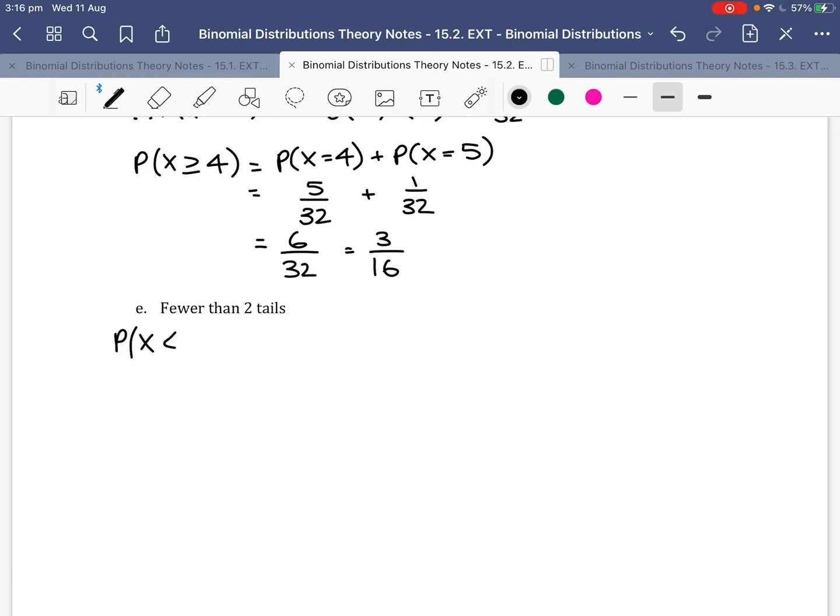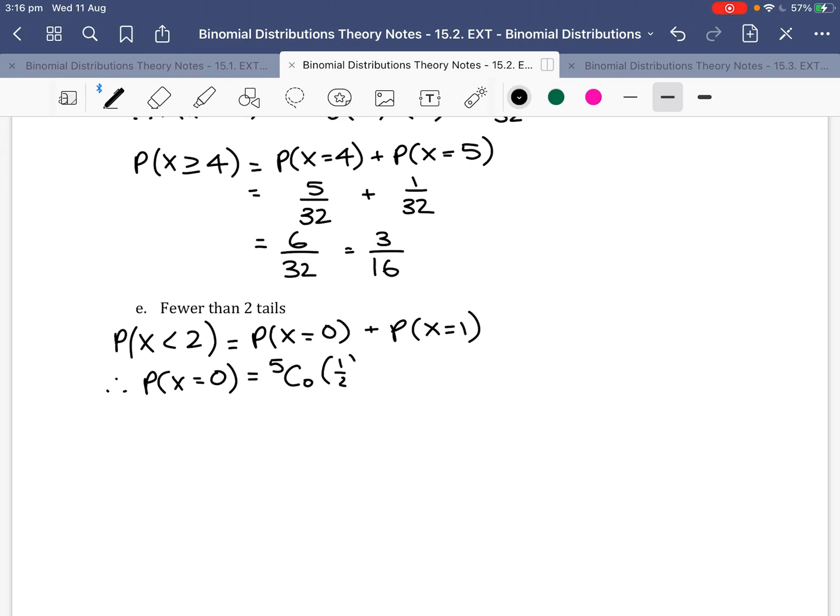For example 2, part E, we want fewer than 2 tails. So it's the probability that x is less than 2. It's not equal to 2, it's fewer than 2. So this means that it's the probability that x equals 0 plus the probability that x equals 1. So the probability that x equals 0, so getting 0 tails, will be 5 choose 0, a half to the power of 0, times a half to the power of 5. And what that equals is 1 over 32.